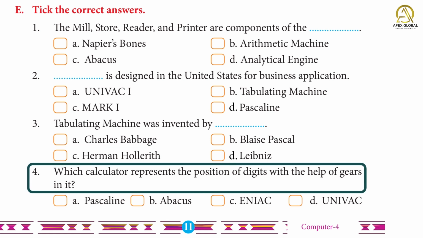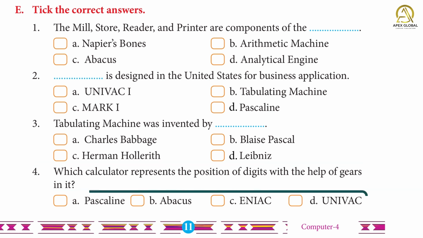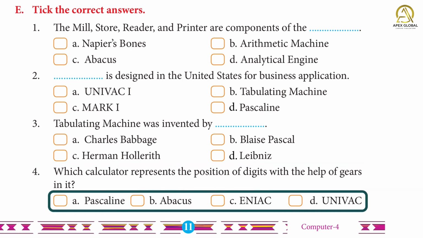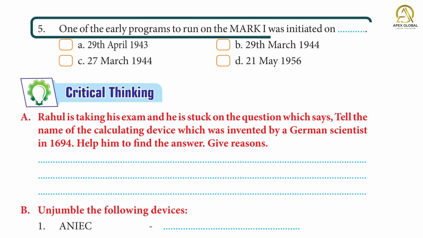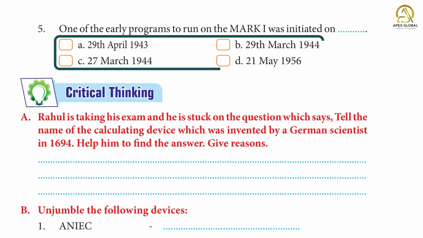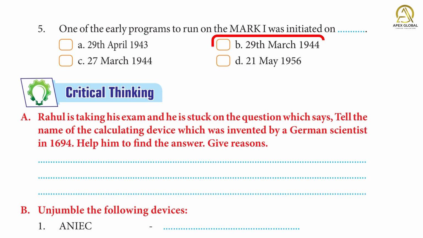4. Which calculator represents the position of digits with the help of gears in it? A. Pascaline. B. Abacus. C. ENIAC. D. UNIVAC. Answer: A. Pascaline. 5. One of the early programs to run on the Mark I was initiated on dash. A. 29th April 1943. B. 29th March 1944. C. 27 March 1944. D. 21 May 1956. Answer: B. 29 March 1944.